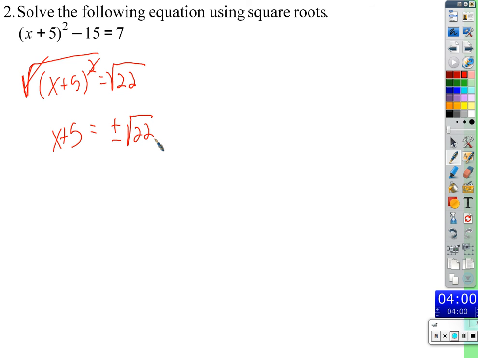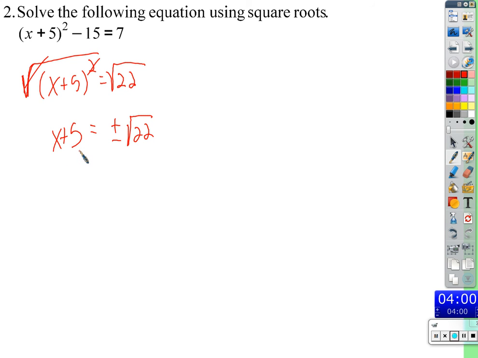However big the square root of 22 is. If you haven't used your calculator already, what's your guess for how big the square root of 22 is? It's between 4 and 5. 4 squared is 16, 5 squared is 25, 22 is between those two, so it's 4 point something.